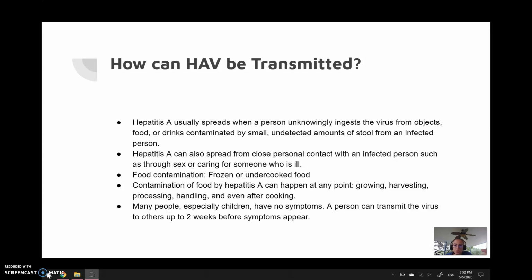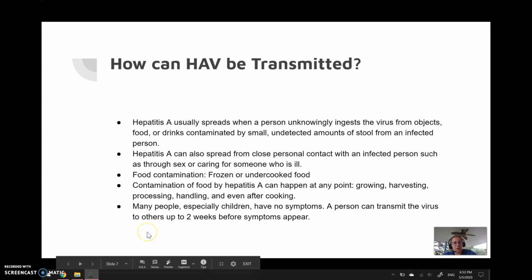Food contamination is also a mode of transmission. This can come from frozen or undercooked food. Contamination of food by hepatitis A can happen at any point of the food process. So this could be the growing, the harvesting, the processing, the handling, and even after cooking. So still got to watch out. Many people, especially children, have no symptoms. So a person can transmit the virus to others up to 2 weeks before symptoms appear.